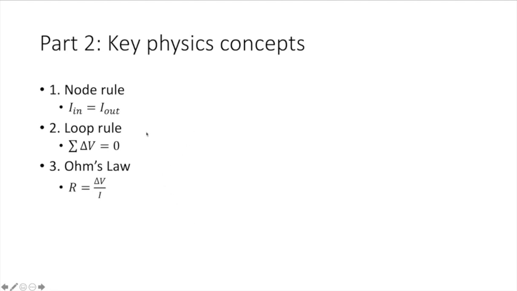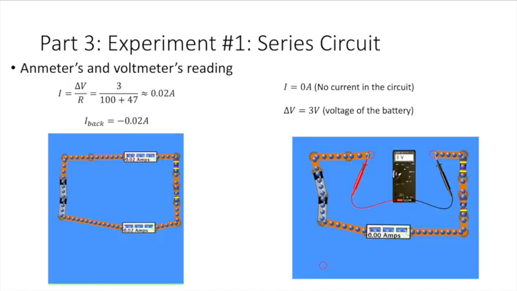Some of the key physics concepts involved here are first the node rule, which is the current in equals current out. The loop rule, which is the sum of potential differences equals 0. And Ohm's law, which is R equals delta V over I.